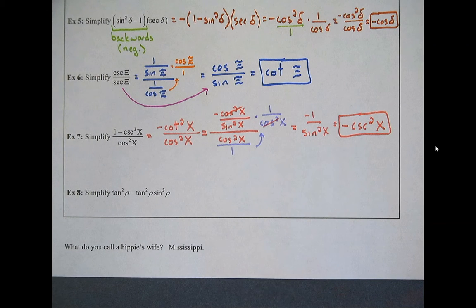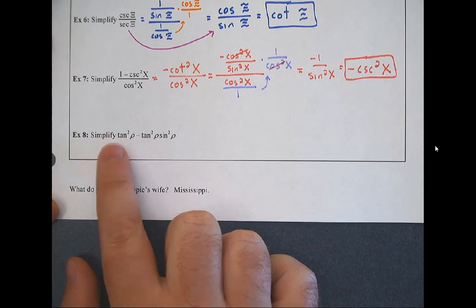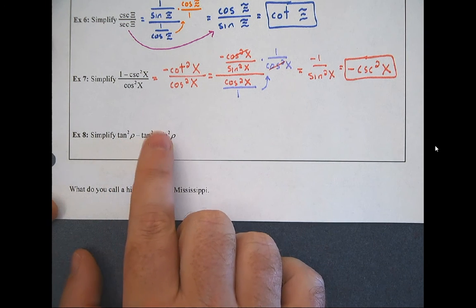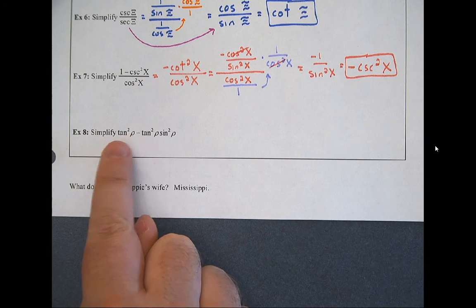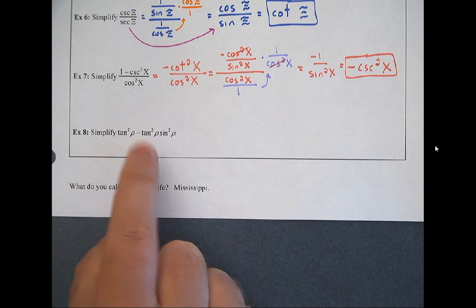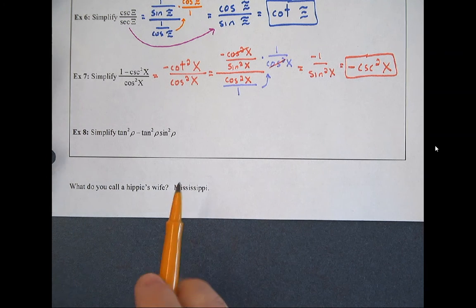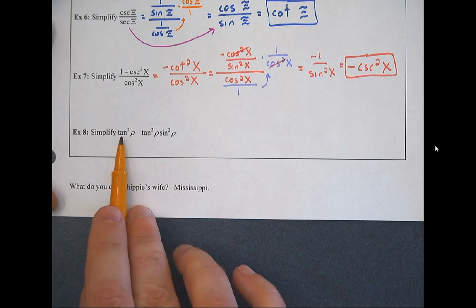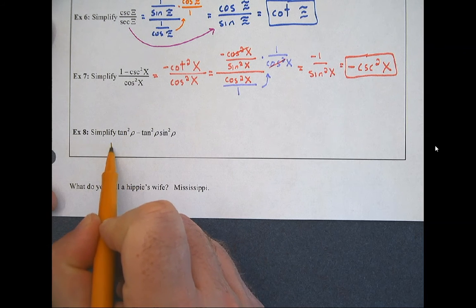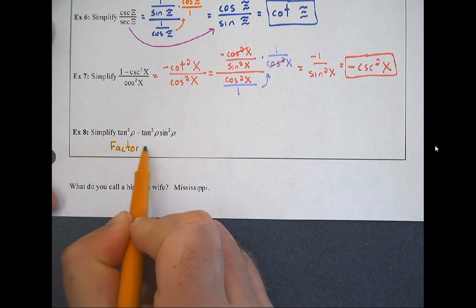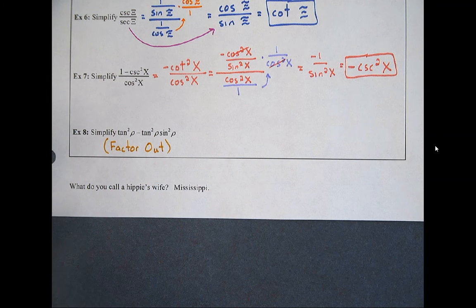All right, last but not least, simplify tangent of rho minus tangent squared of rho minus tangent squared of rho sine squared of rho. So in this one, yeah, you could try to turn these into sines and cosines. It would work. You could clean it up from there. But I want to show you a trick that we haven't talked about in a while, but you always should be alert for it. What do you notice both of these have? Both of these terms have a tangent, which means that we can factor out any like terms.